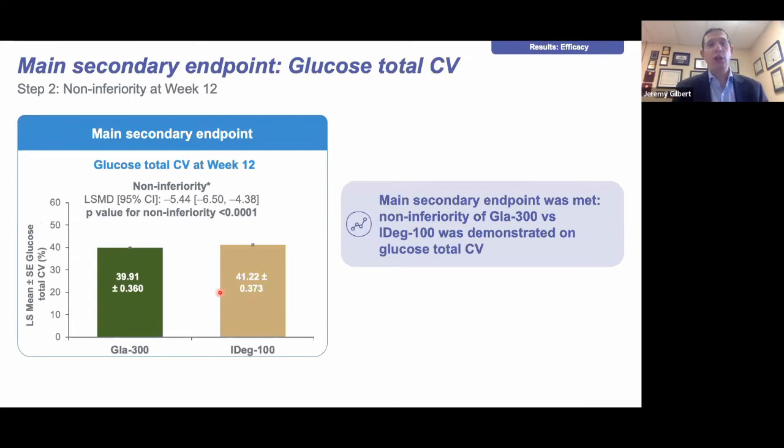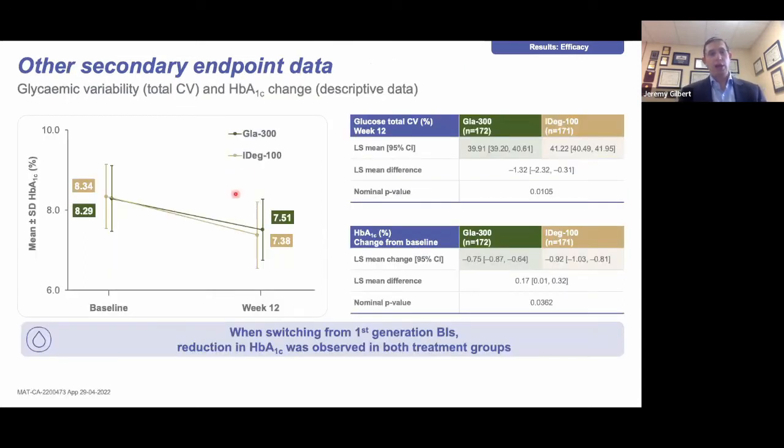Glycemic variability, we generally aim for less than 36%. There was no statistical difference between glargine U300 and degludec U100 in terms of glycemic variability with these excellent basal insulins. And this was some secondary endpoints, but you can see how effective these agents are at lowering A1C.